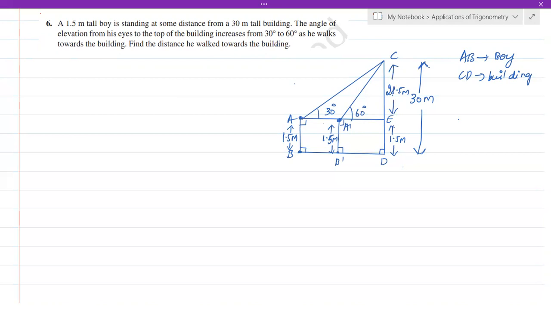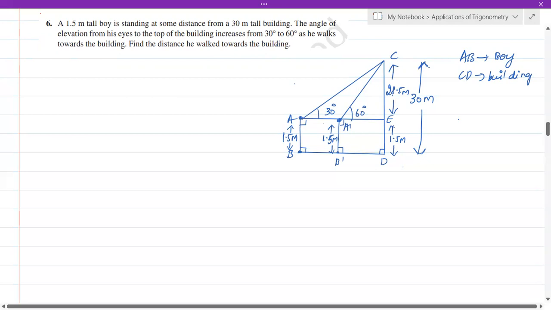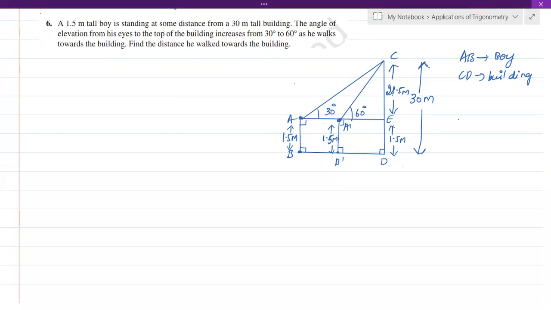Now, from the given data, we have drawn the figure. What we have to find is the distance that is walked. Earlier, he was at point B. Now he is at B dash. Now we have to find this distance. Finding BB dash is the same as finding AA dash, isn't it? Rectangle property: opposite sides of a rectangle are equal. So if you find AA dash, it is also finding BB dash.